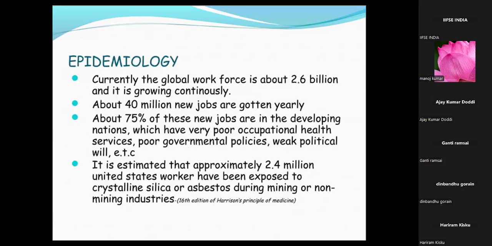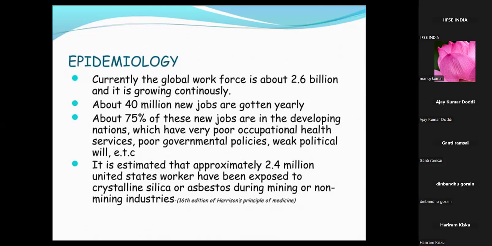Then epidemiology. Epidemiology is the study of disease across the globe. Currently, the global workforce is about 2.6 billion and it is growing continuously. About 40 million new jobs are created every day, and 75% of these new jobs are in developing nations. Developing nations are the third world nations like India and other Asian countries, which have very poor occupational health services. This is very true when it comes to India.